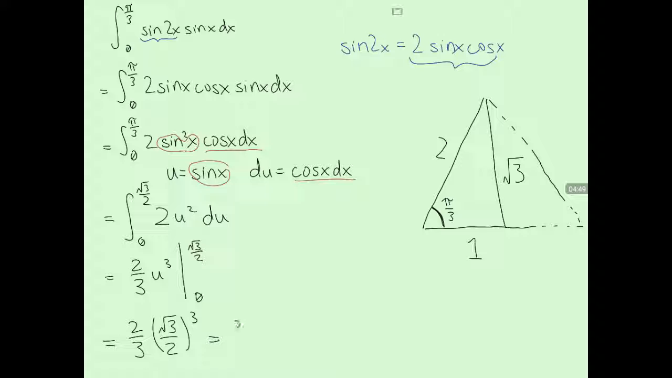If we simplify this, then what we get is 2 over 3, the square root of 3 cubed over 8. And two of these 3's can come out as one 3. So what we're going to get is 2 over 3 times 3 root 3 over 8. So 2 over 8 is just 1 over 4, and these 3's can all cancel out. So what we get as our final answer for this definite integral is root 3 over 4.